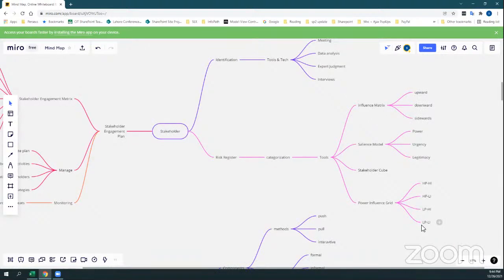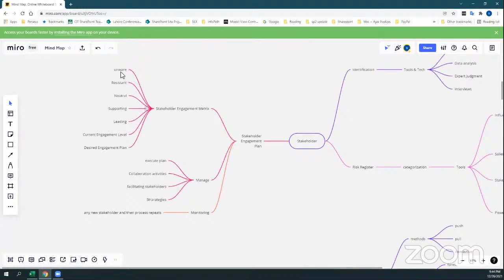Based on this categorization, we evaluate how we are going to manage them. After that, we have the stakeholder engagement plan, where we have the stakeholder engagement matrix, in which we define the 5 categories: unaware, resistance, neutral, supporting, and leading. Based on this input, we define different strategies that we will need to manage the stakeholders. Here we evaluate them using the current engagement level, and then we have the desired level that we want to achieve using the strategies.